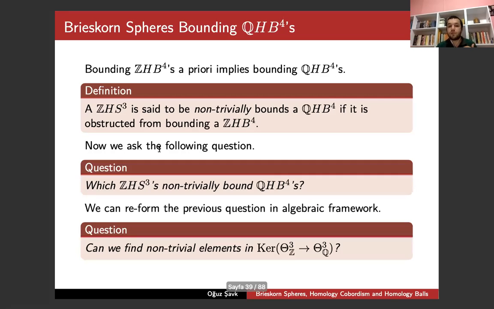Also, we can rewrite this question in an algebraic framework in terms of the homology cobordism group. Actually, this question corresponds to finding non-trivial elements in the kernel of the map from the integral to the rational homology cobordism group. Why is this true? As I said, we are looking for integral homology spheres bounding rational balls, so these spheres will be trivial in the right-hand side object. And we want that they also do not bound integral balls, so they will represent non-trivial elements in the kernel.